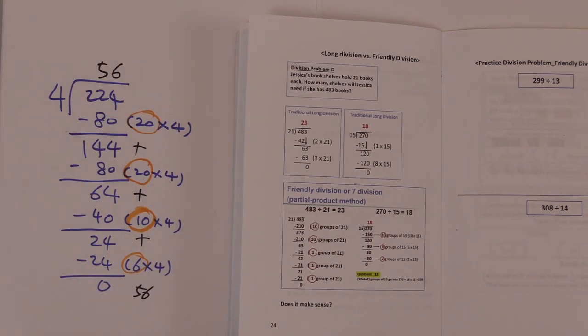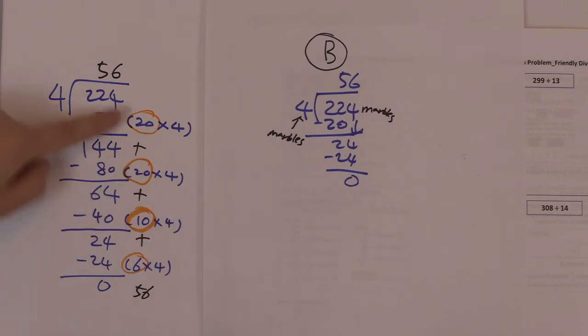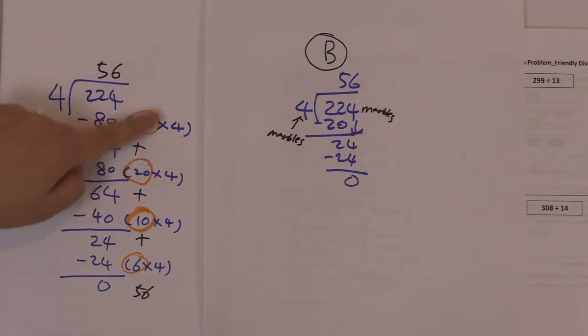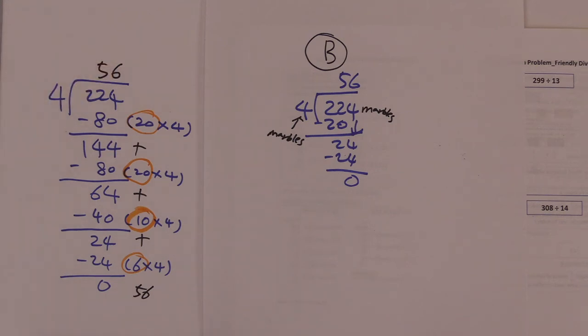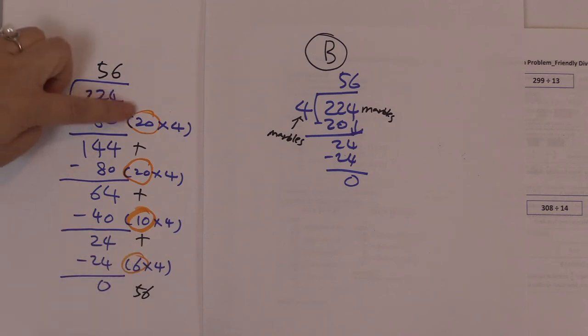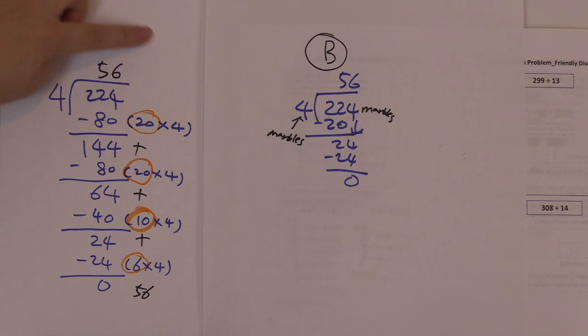Right? It is a little bit more steps, like the extended formal algorithm. But compared to this, we focus on the concept here. We focus on what's going on here. We're trying to find out how many groups of 4 can fit into 224: 20 groups, 10 groups, and 6 groups. Kids can follow the process, and I know that 56 groups of 4 will make 224. So this is the concept of division too. We're trying to focus on the concepts to help them understand what's going on when dividing a number.